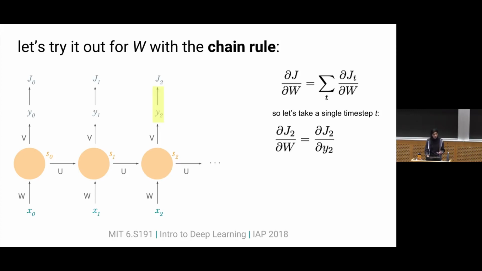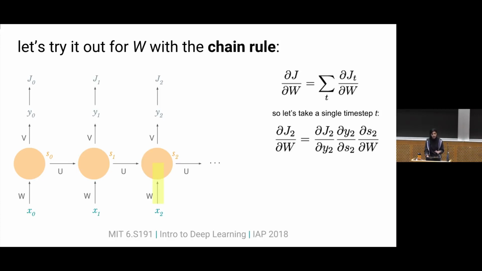We can solve this gradient using the chain rule. So the derivative of the loss with respect to W is the derivative of the loss with respect to the output, the derivative of the output with respect to the cell state at time 2, and then the derivative of the cell state with respect to W.